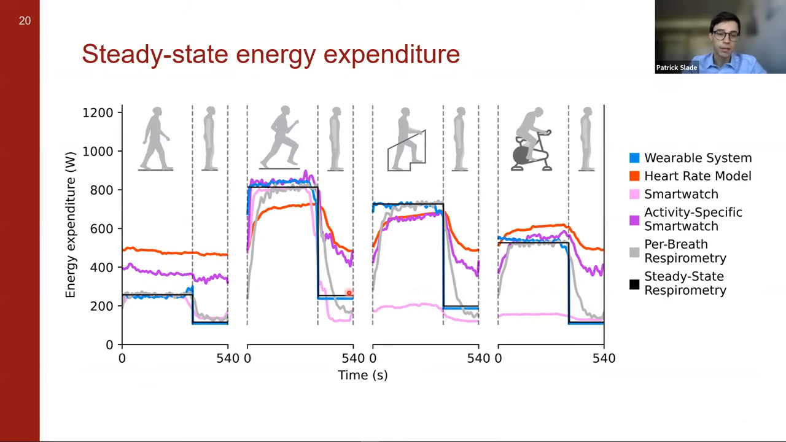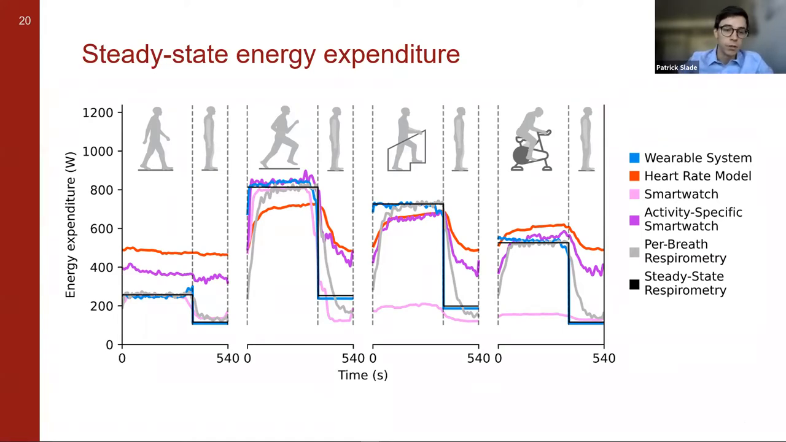This plot's pretty complicated. So there are a couple things that you should notice. The first is the wearable system shown in blue accurately follows this steady state estimate as a function of time. The next thing to notice is the methods that we compare against, including the heart rate model, smartwatch, and activity-specific smartwatch, have large errors across many conditions. You can see here, there's just a large offset compared to the ground truth. Again, here, here.